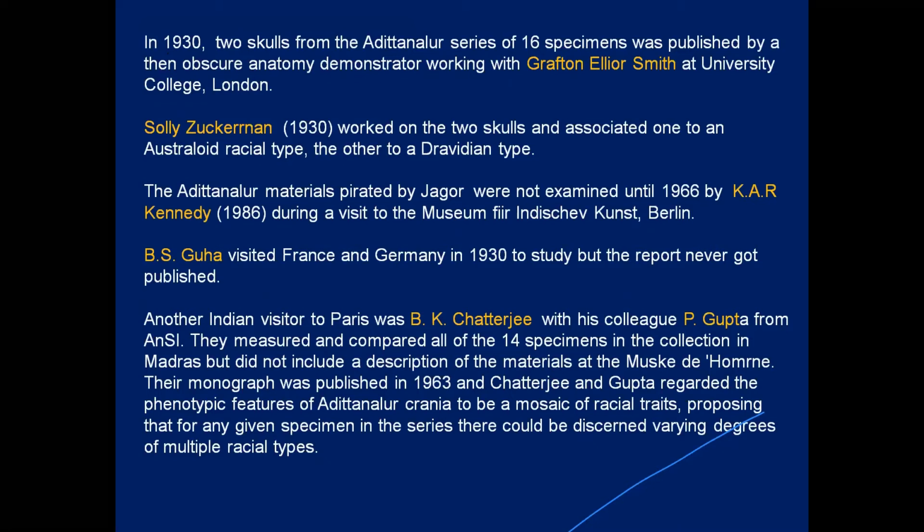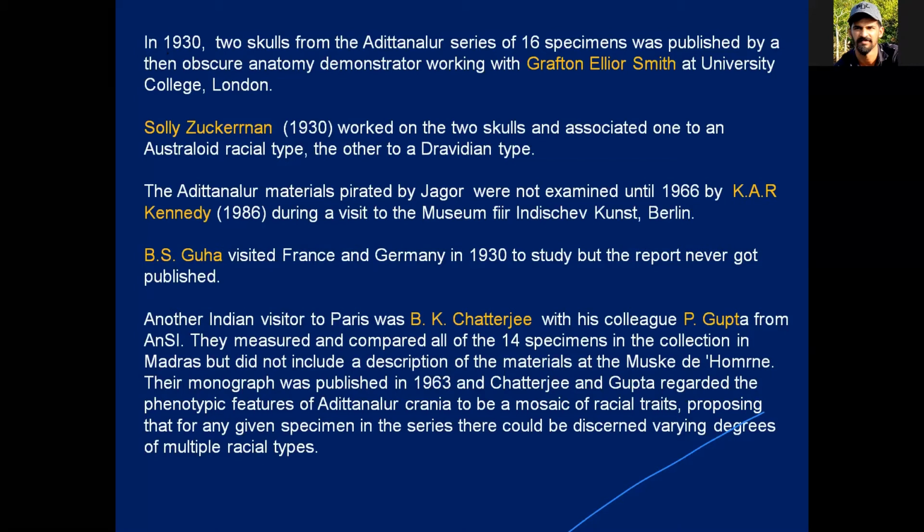In 1930, two skulls from the Adichanallur series of 16 specimens were published. Then the anatomist Grafton Elliot Smith from London published some documentation about these skulls. But the main work was done by Solly Zuckerman. Actually, he did not see the skulls himself. He just saw some photographs and writings of Elliot Smith, and on the basis of these he published his observation that there is an Australoid racial type and the other one is a Dravidian type. He took those skulls as a hallmark for the entire Adichanallur population.